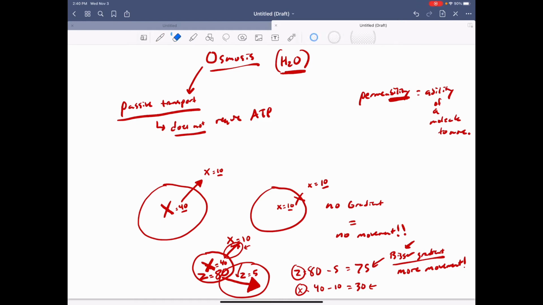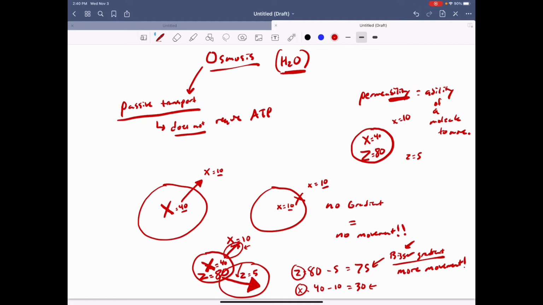Okay, so let's do this again, now thinking about permeability in mind. Okay, we're going to have compound X at 40, and we're going to have X out here at 10, and we're going to do Z here at 80, and we're going to do Z out here at 5, okay?